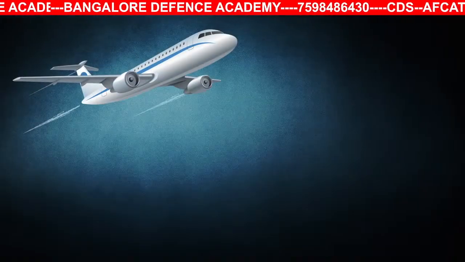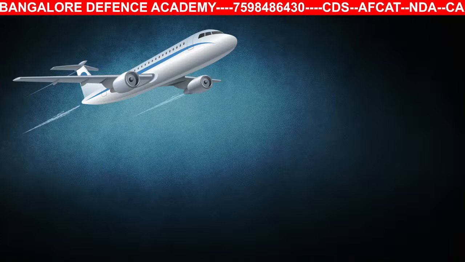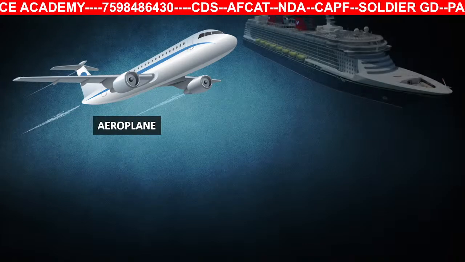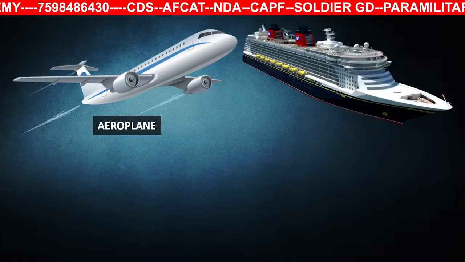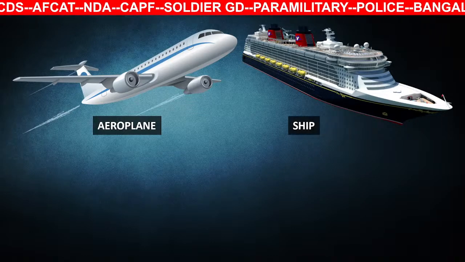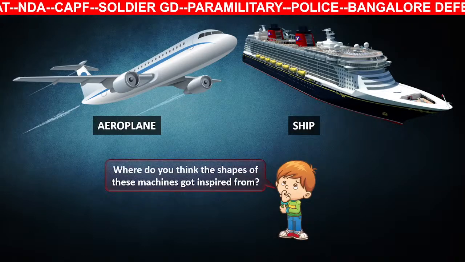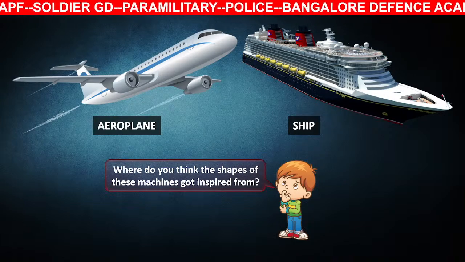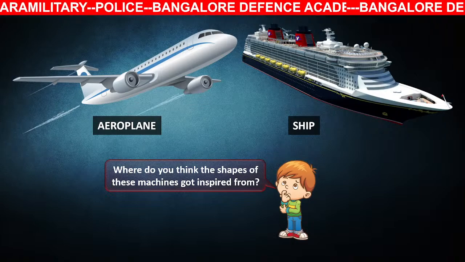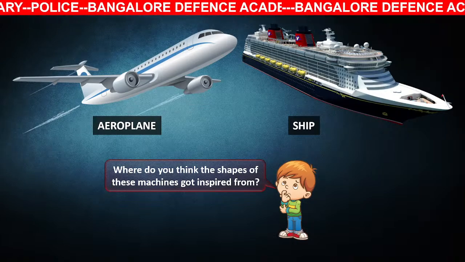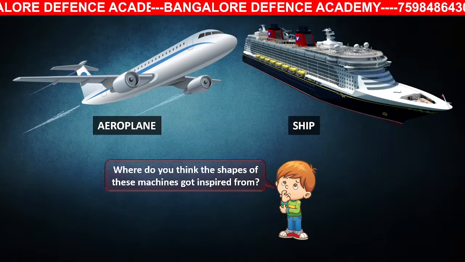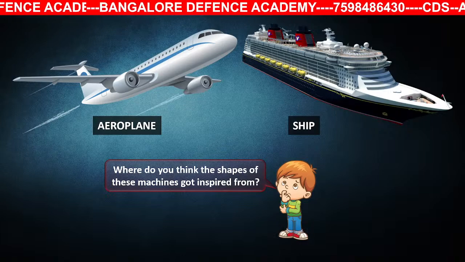What is this? Aeroplane. Why is this aeroplane this shape? This is an aeroplane. Next, what is this? Yes, this is a ship. Okay, next. Where do you think the shapes of these machines were inspired from? We invented the aeroplane. Who invented the aeroplane? Tell me. The Wright brothers. Who are those Wright brothers? Yes, Orville and Wilbur Wright.